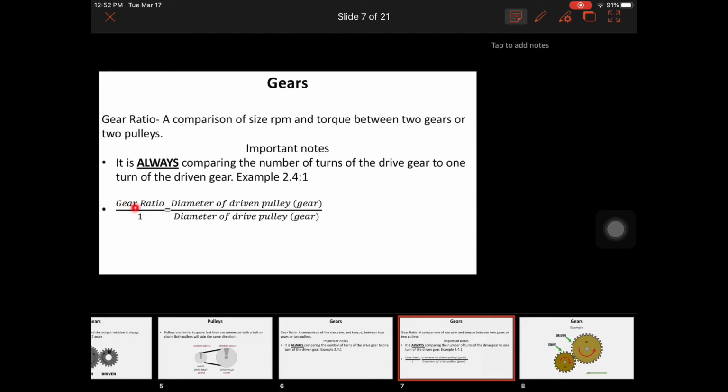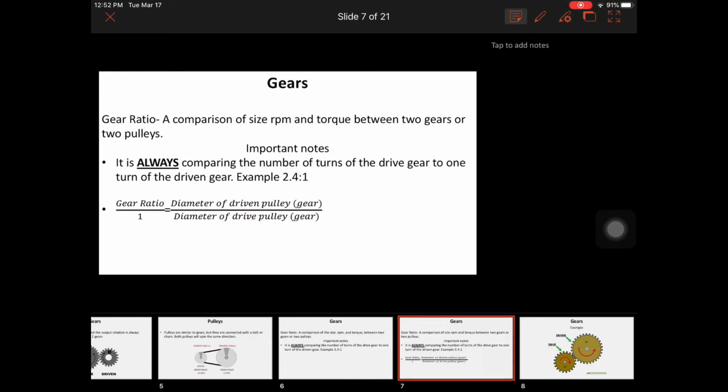The way we set our formula up is gear ratio equals the diameter of the driven pulley or gear over the diameter of the drive pulley or gear. If we're talking about a gear, we would be considering the number of teeth. The important thing is, whether you're dealing with a pulley or a gear, it is driven over drive. Driven over drive. Don't forget that.